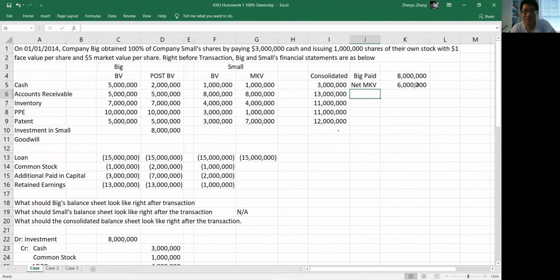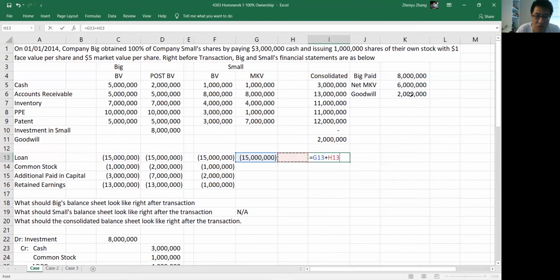So what it tells us, goodwill: net market value of identifiable assets is 6 million, and the price paid was 8 million. So here we have 2 million, right? This is what they paid more than that. They don't know what I paid for, but I paid more, right? So here we got 2 million. So we know the goodwill was 2 million, right? And here, the total liability doesn't really change.